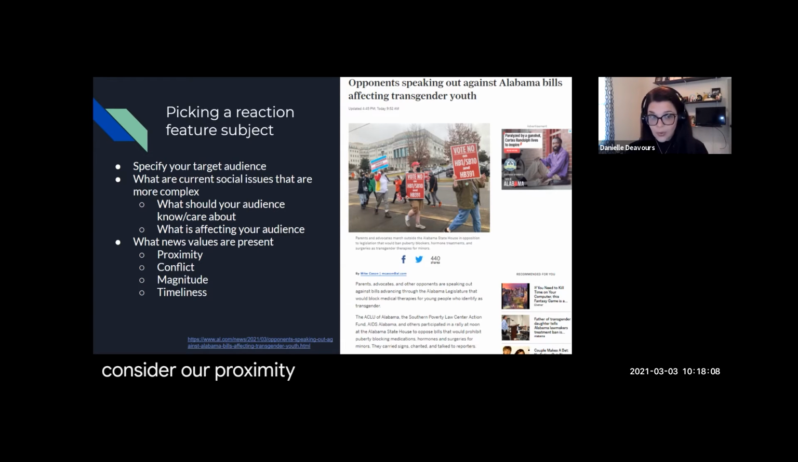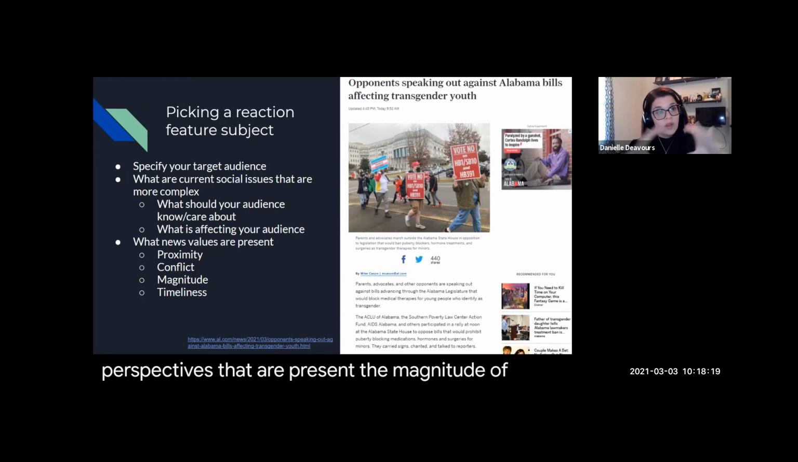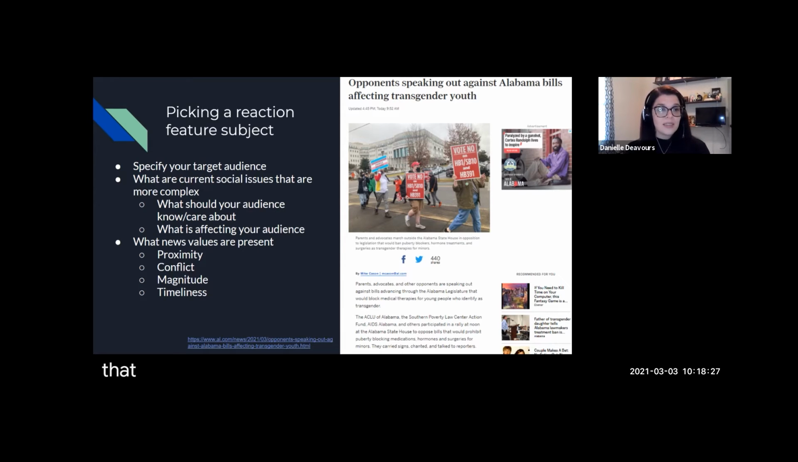We always want to be local. Conflict: anytime that there's conflict, we want to present the different perspectives that are present. The magnitude of an event, how large of an impact that has on our local community, and of course, timeliness, whether that's something that's going to affect them right now or not.